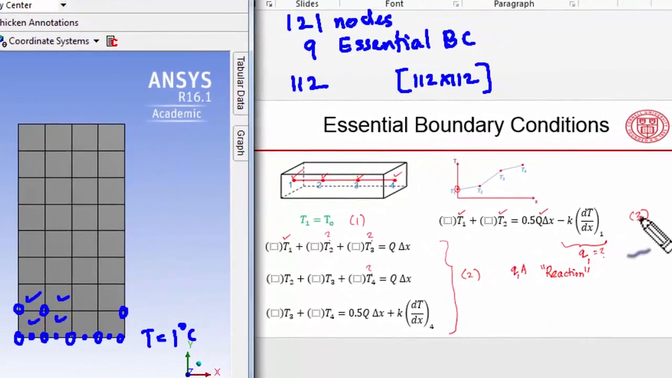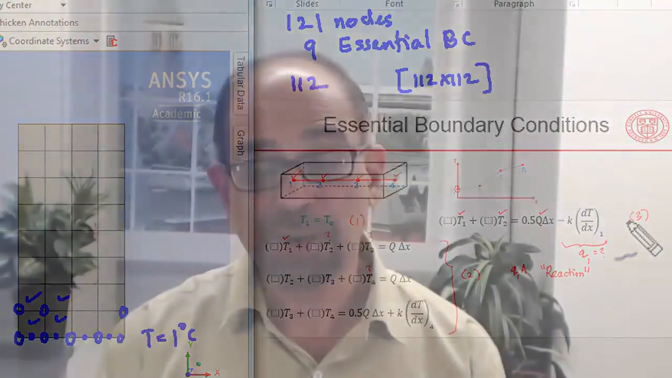We'll do step 3 later on when we go to check the energy balance. Now that we have all 121 temperature values, let's get ANSYS to do the post-processing for us.